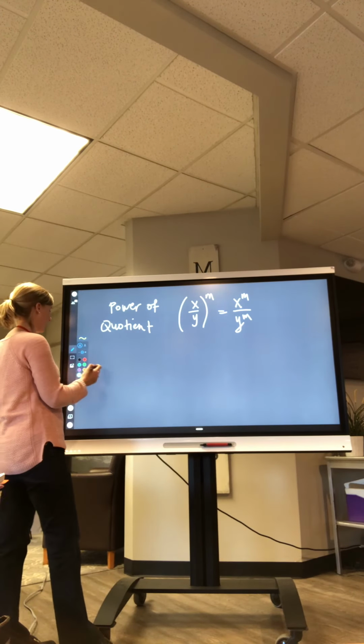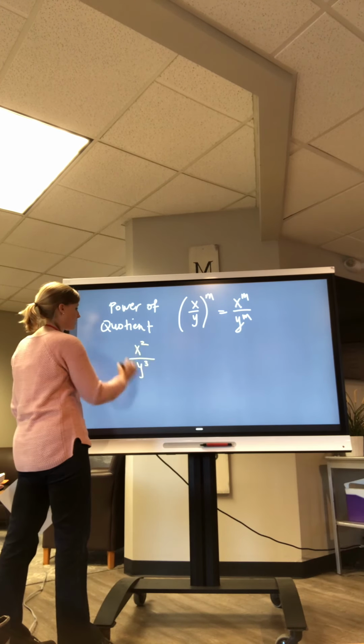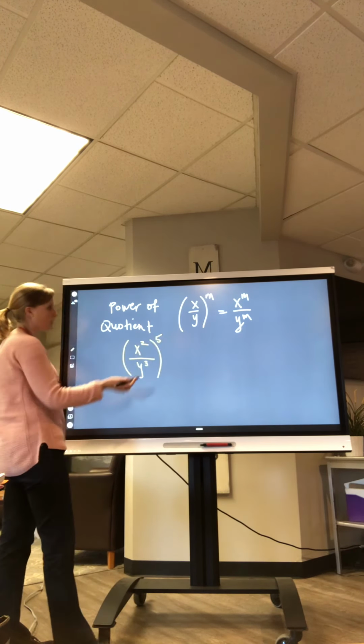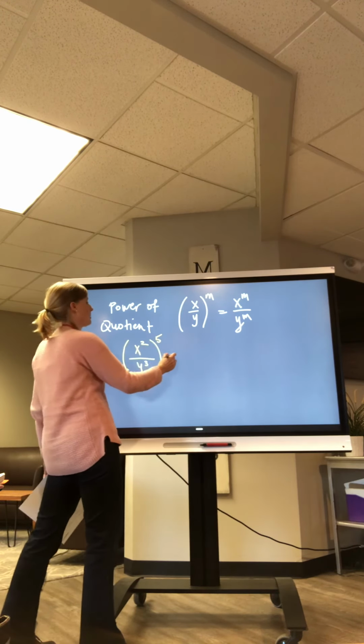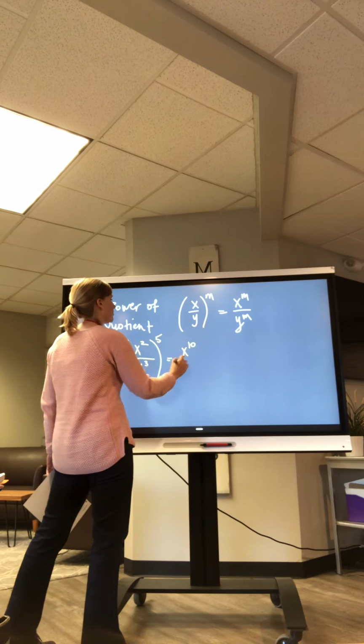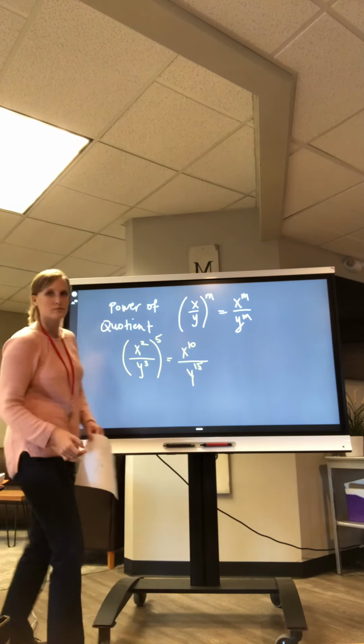An example of that would be if I had x squared over y cubed, to the 5th power, then they would both get the 5. I'd have x squared 5 times and y cubed 5 times. So then you would multiply. That would be x to the 10 over y to the 15. I'm going to do some examples in the next video.